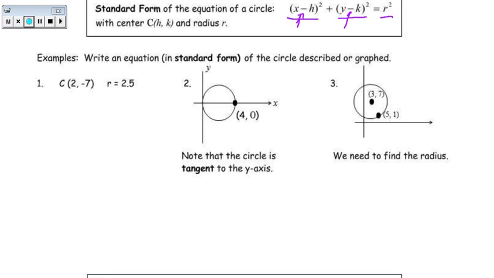We want to write the equation in standard form of the circle described by the graph. Number one is just giving us some information. I can see that the center is at 2, negative 7, so it's going to be x minus 2 squared plus y plus 7 squared. Because remember, if I put in y minus negative 7, we would get that plus right there. And that's going to equal the radius squared, and 2.5 squared would be 6.25.